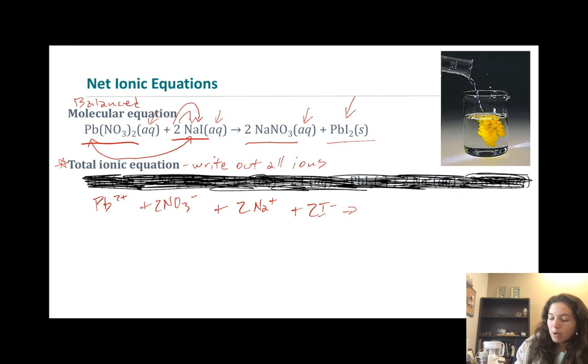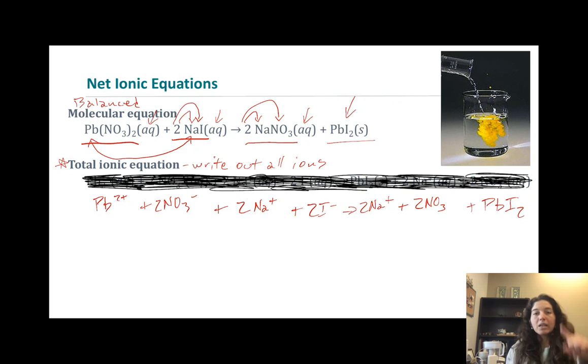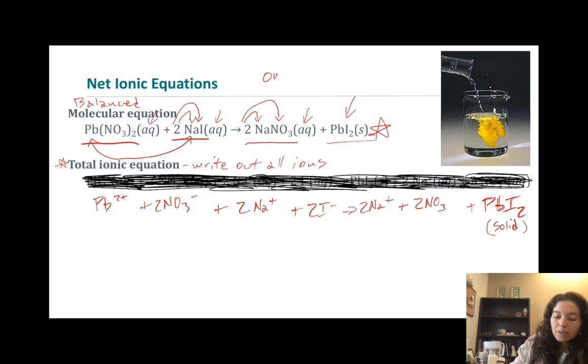And then this is going to form our 2 Na plus, 2 NO3 minus. This 2 goes to both this and the polyatomic ion NO3. And then our PbI2 does not split into ions because it is a solid. So it does not ionize. Only aqueous things will ionize, or again, ionize means turn into ions.